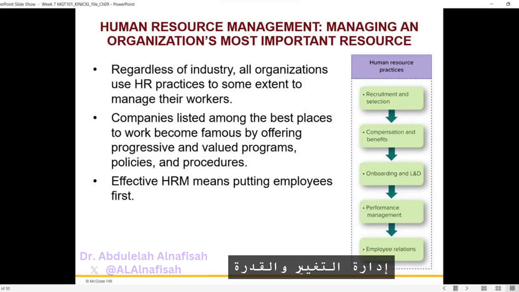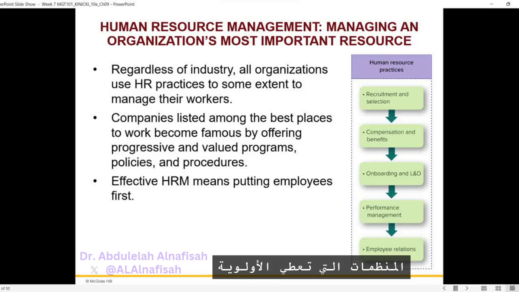5. Change management and adaptability. HRM helps organizations navigate change by facilitating communication, managing transitions, and developing change management strategies, ensuring employees understand and embrace organizational changes.